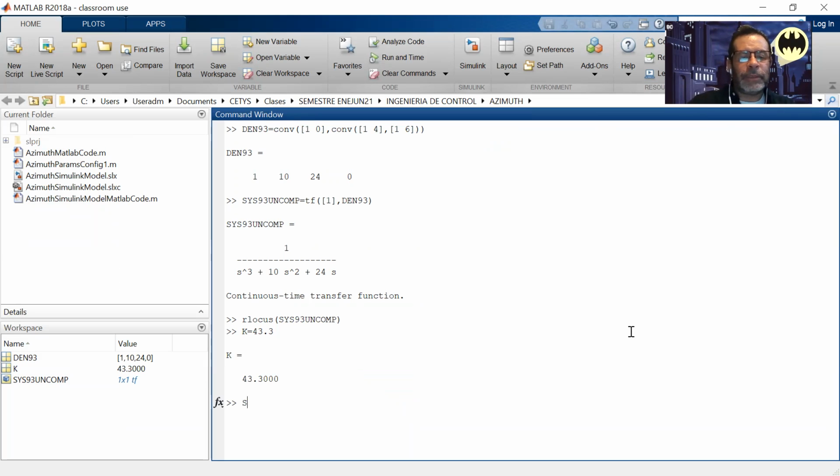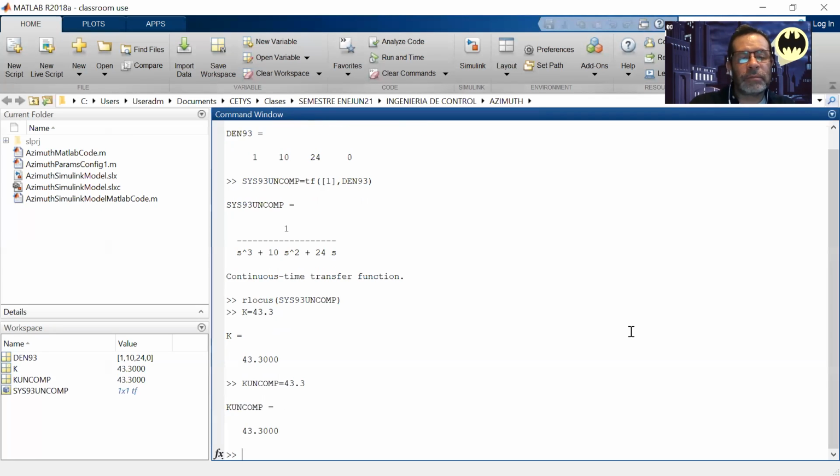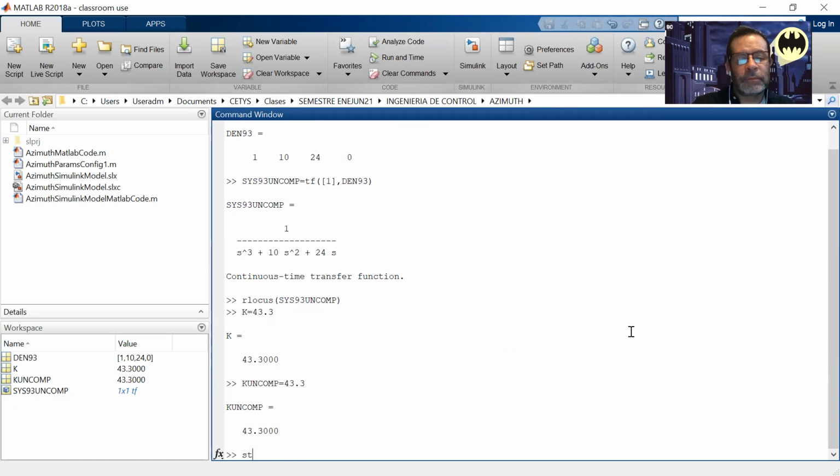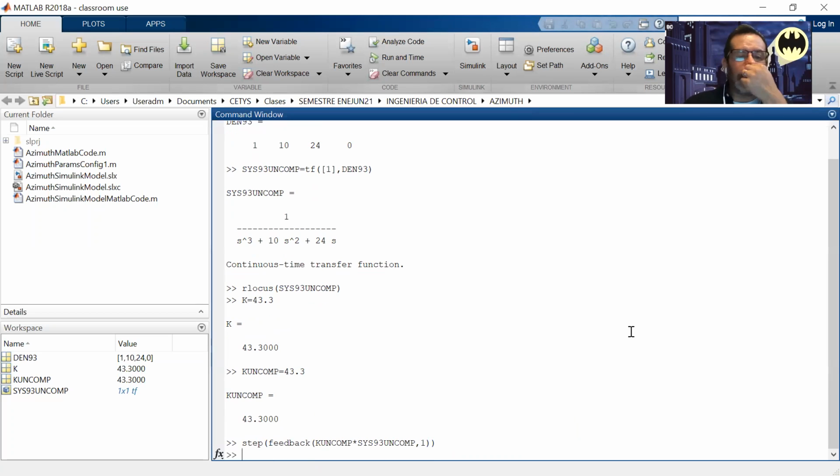And I'm going to do a step just to see how the system behaves with feedback. I'm going to call this K uncomp, just to differentiate. And I'm going to do a step of the feedback of K uncomp times sys93 uncomp, comma 1. Okay. And see how the system behaves.